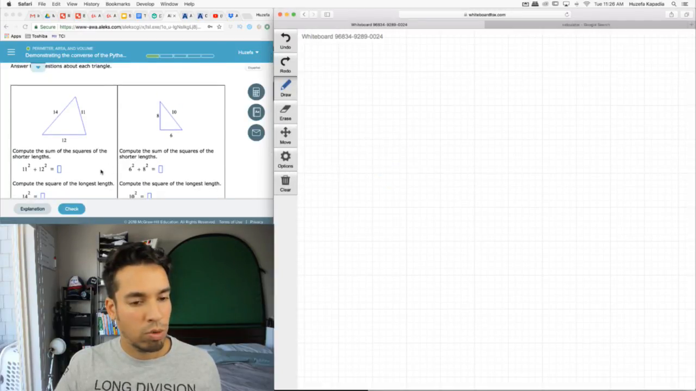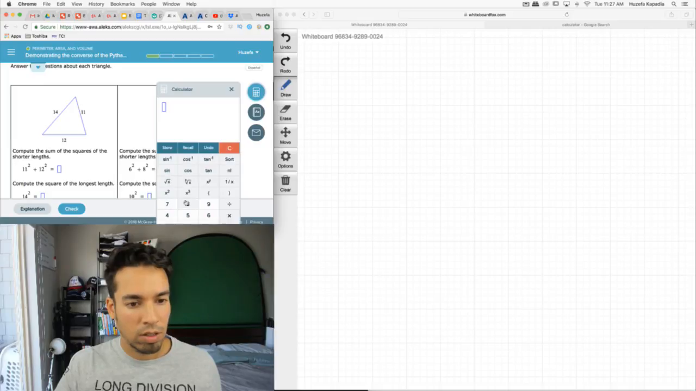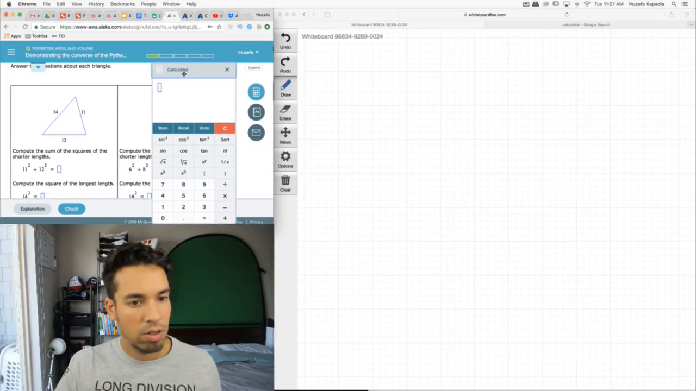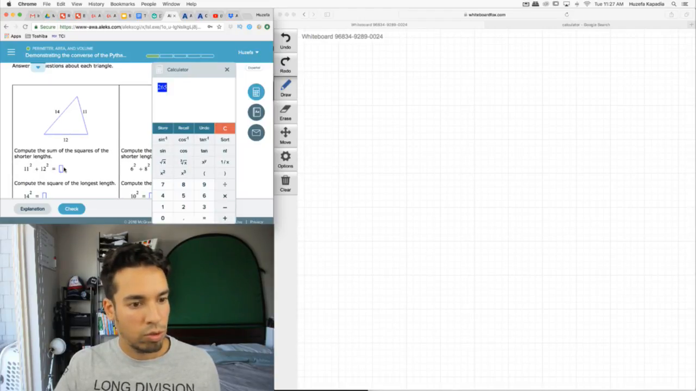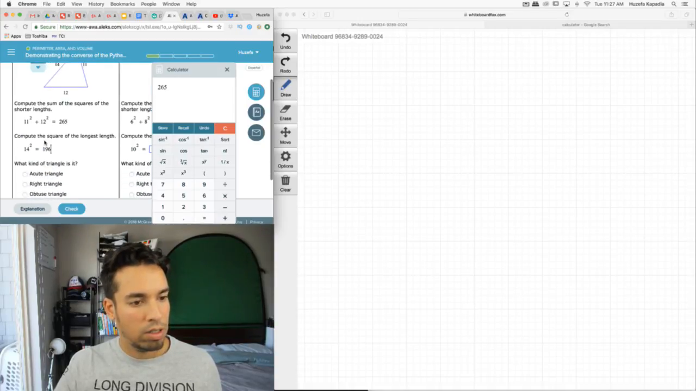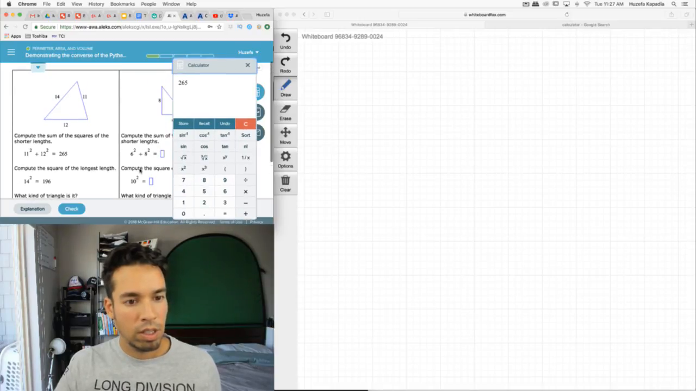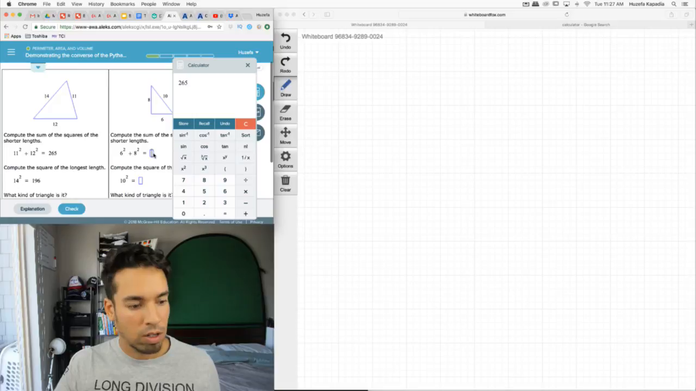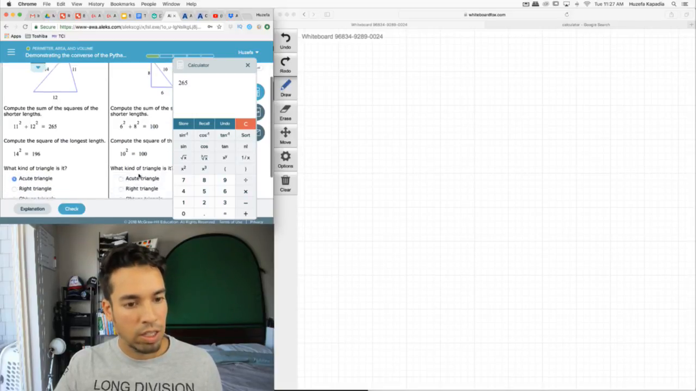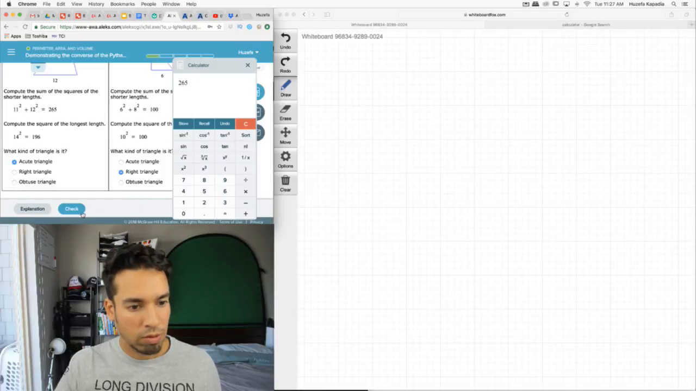Next, 11 squared plus 12 squared equals 265. 14 squared is 196. Since it's smaller, this is acute. 6 squared plus 8 squared is 100. 36 plus 64 is 100. 10 squared is 100. A squared plus b squared does equal c squared, therefore it's right.